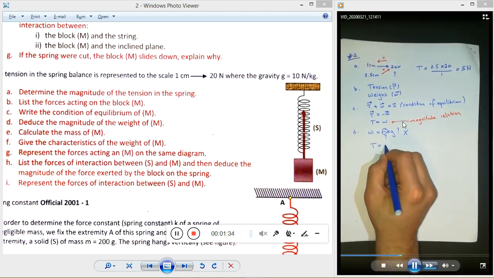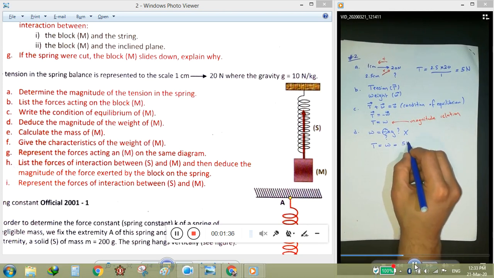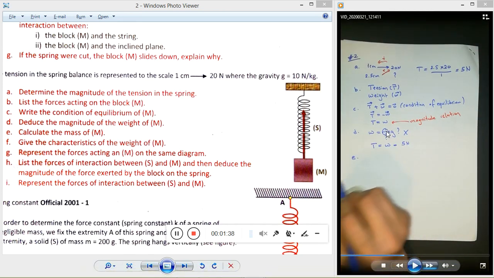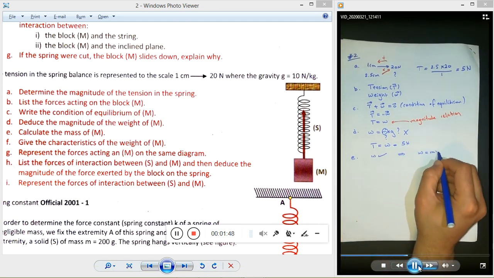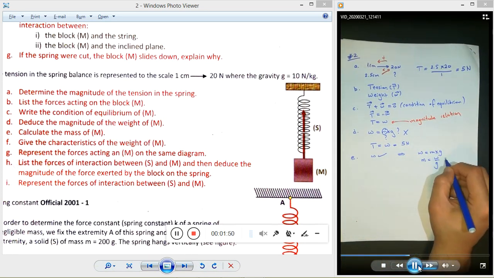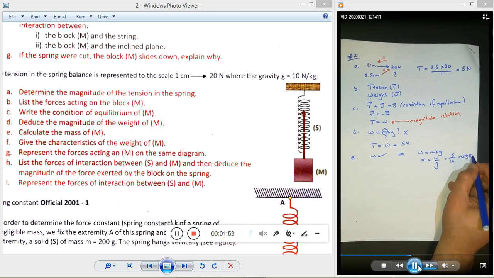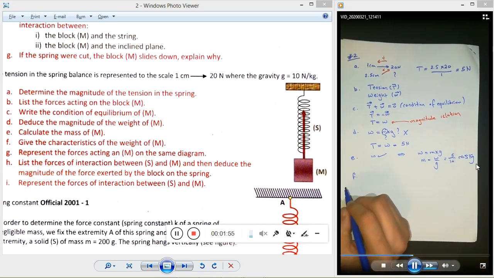Weight equals, we cannot calculate weight since we don't have the mass of the block. So we can deduce it from the tension, which is equal to weight, equal to 5 newtons. E, calculate the mass. We have now the weight. We can say that mass equals weight over gravity, which is 0.5 kilograms.